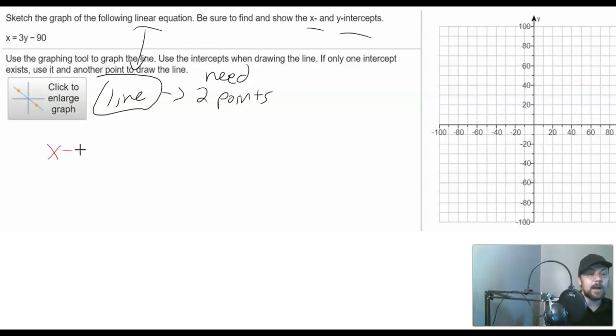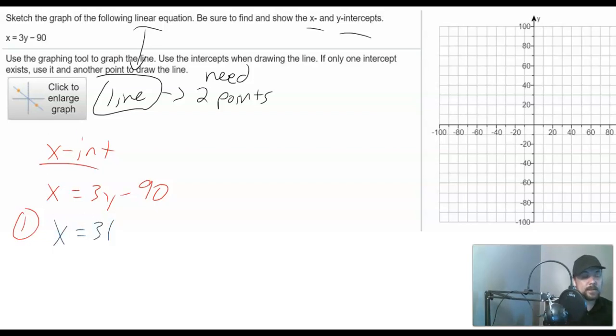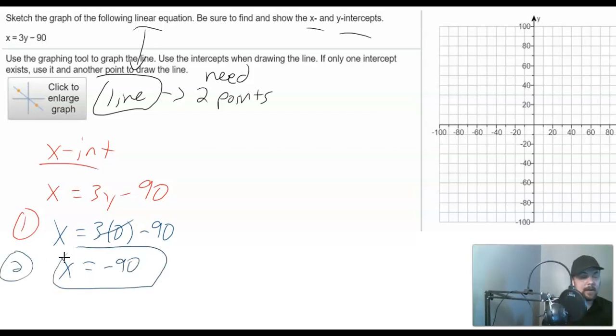And so let's find, we'll do the x-intercept first. I don't know why I picked that one first. And so our equation is x equals 3y minus 90. The first step to find the x-intercept, if you remember, is to set y equal to 0, right? So we'll have x equals 3 times 0 minus 90. Because that's 0, that just goes away, and we get that x is equal to negative 90, right? So I kind of skip past it, but step 2 is to now solve for x. We find x is equal to negative 90.